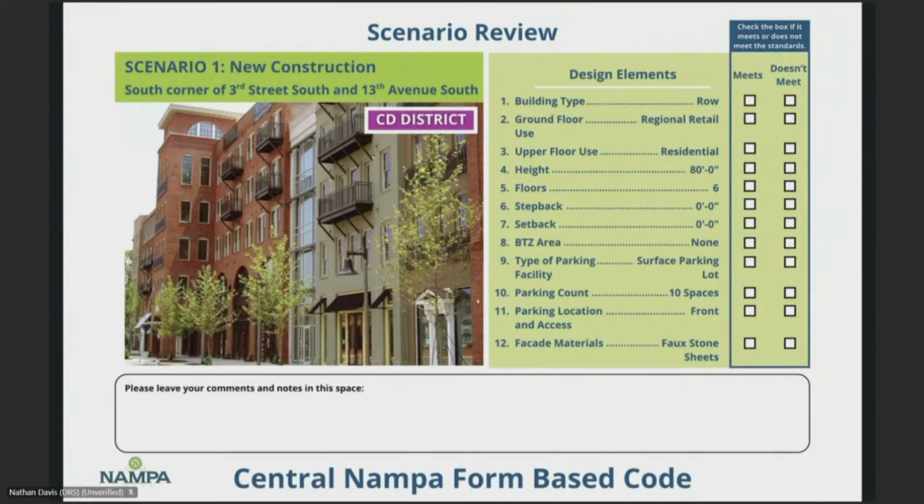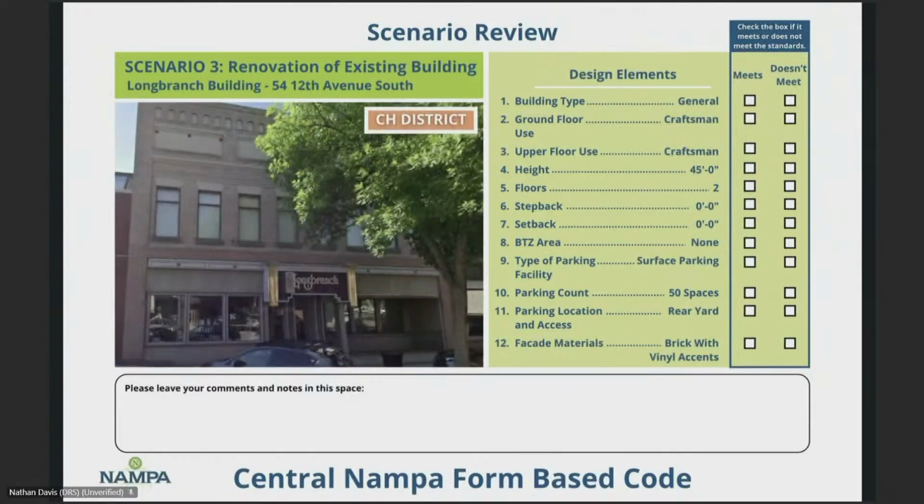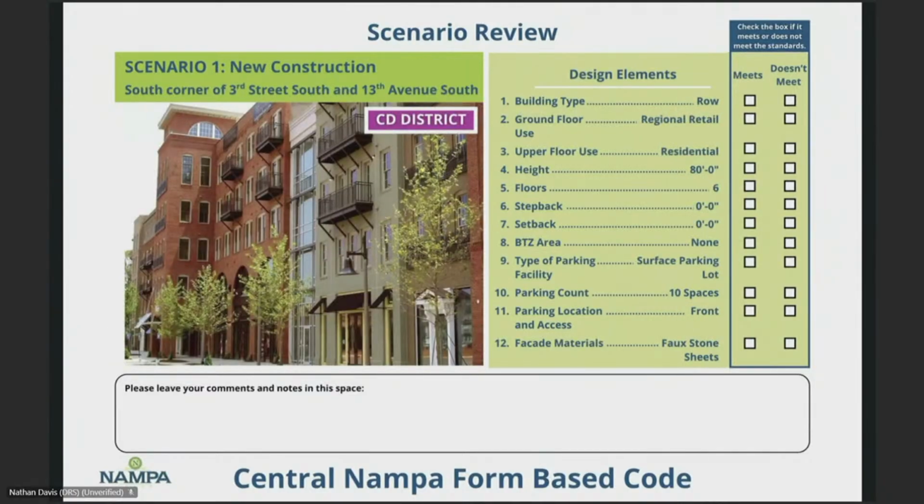And there are 3 of them, one for the CH, one for the CD, and 2 for the CD district. It's a very simplified exercise, but we just wanted to give you an opportunity to go through it. The corresponding standards are in the presentation for that district, so that you can check it back and forth, and you'll get a copy of all of that. But we just wanted to provide that as well. Thank you. And that's it for today.